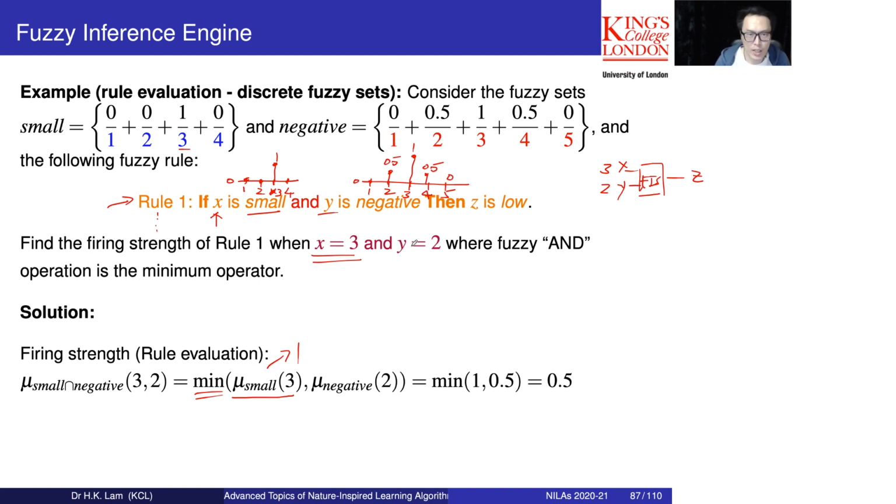When y is 2, the mu negative is 0.5 according to the fuzzy set. The minimum between these two is 0.5. So after the rule evaluation of the if part, it just gives you 0.5 as the overall membership grade. So this is the rule evaluation for a discrete fuzzy set.